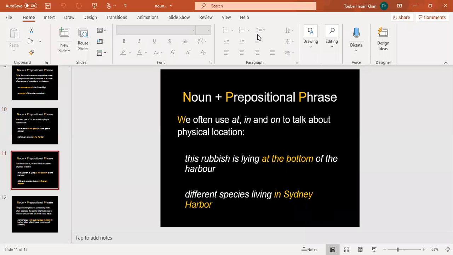We often use at, in, and on to talk about physical locations. For example, if I say the laptop is on the table, so we are talking about the physical location of the laptop. If I say the pencil is in my hand, so I'm talking that the pencil, the noun, is in my hand. We are talking about the physical location of a noun.